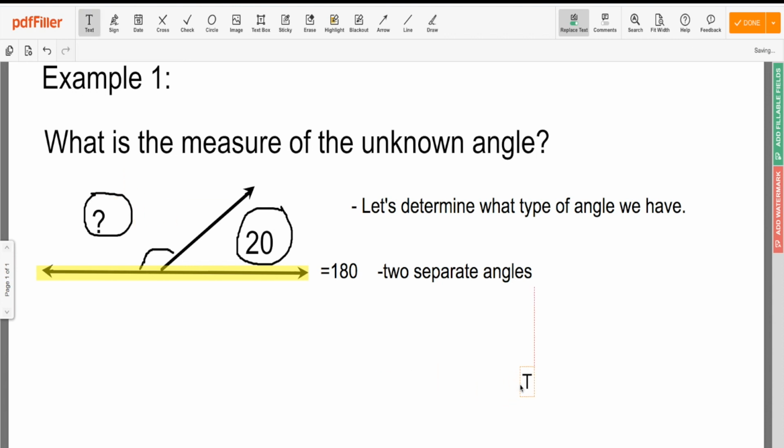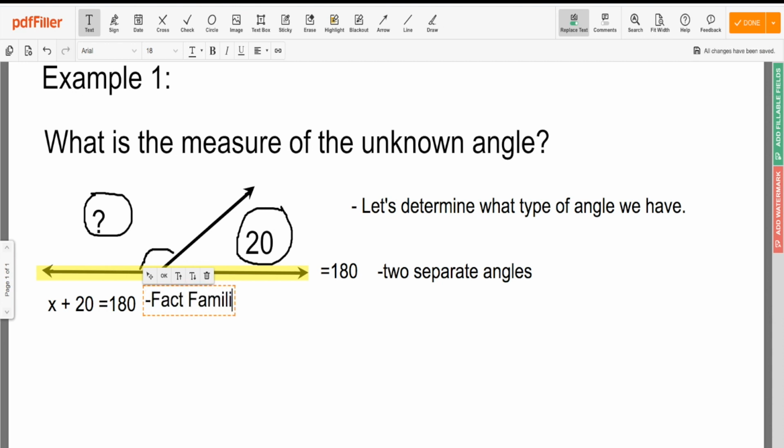So let's represent this diagram with an equation. Both of these angles combine together to give us 180 degrees. So our equation will read x plus 20 degrees equals 180 degrees. So now we can try to solve for x, our unknown value.